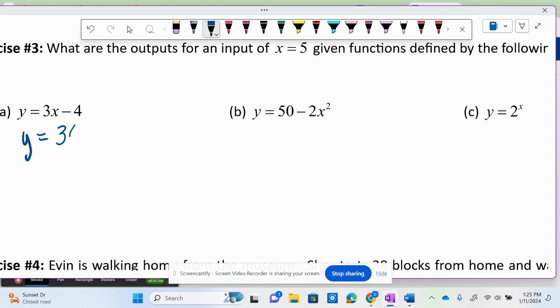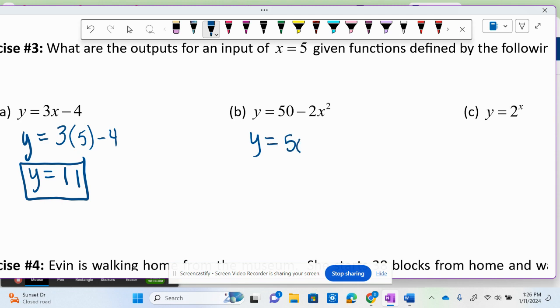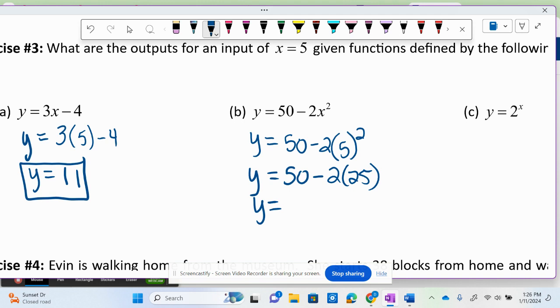Y equals 3 times 5 minus 4. Let's see. 3 times 5 is 15, minus 4 is 11. Y equals 50 minus 2 times 5 squared. What is 5 squared? Who said 10? It's 25. Zach, you're batting 1,000. 50 minus 2 times 25. What is 2 times 25? 2 quarters equals what? 50 cents. 50 minus 50 is what? 0.